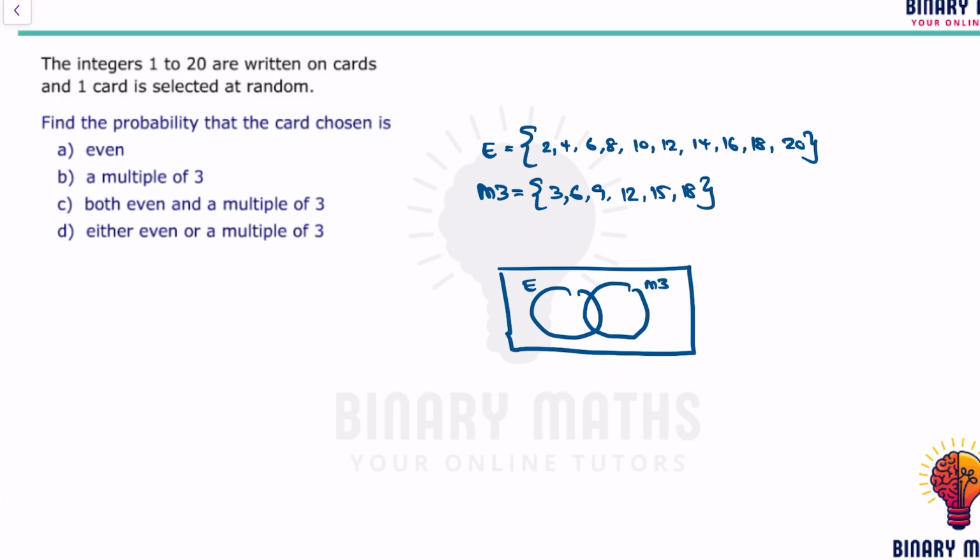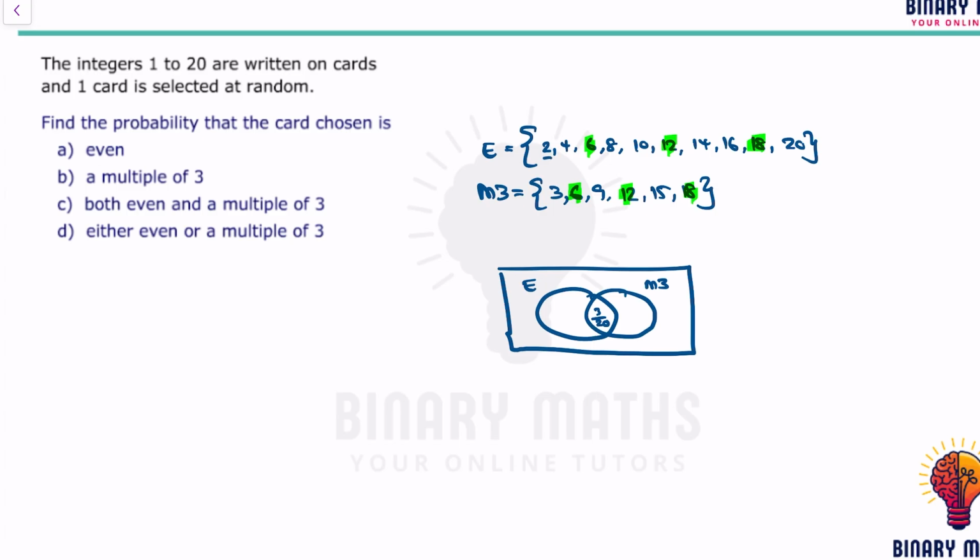So how many overlaps do we have? We have 6 that comes up in both, 12 that comes up in both, and 18 that comes up in both. So we can put probabilities in here. So that would be 3 out of 20. I don't know if that's clear, so let's just make it a bit bigger. 3 out of 20. Everything else goes in E.